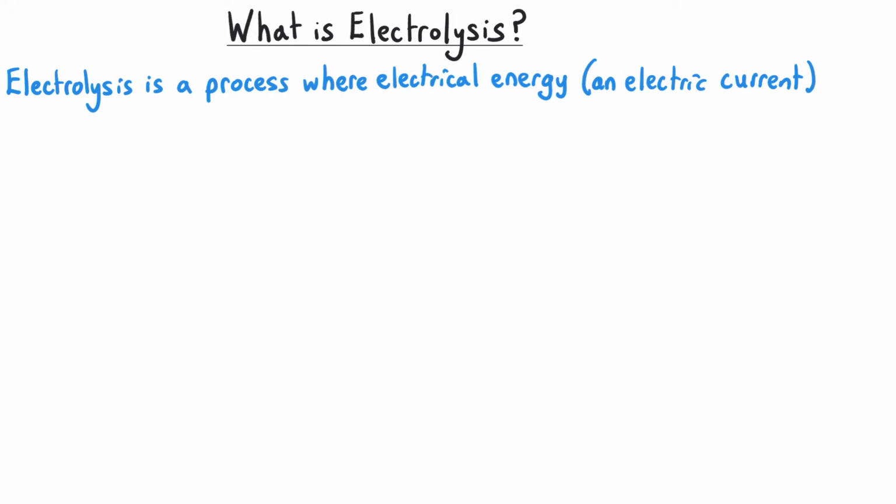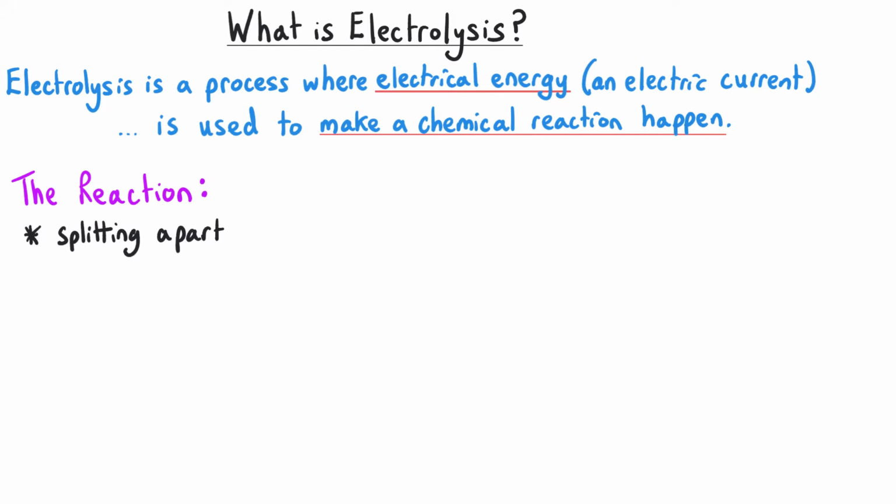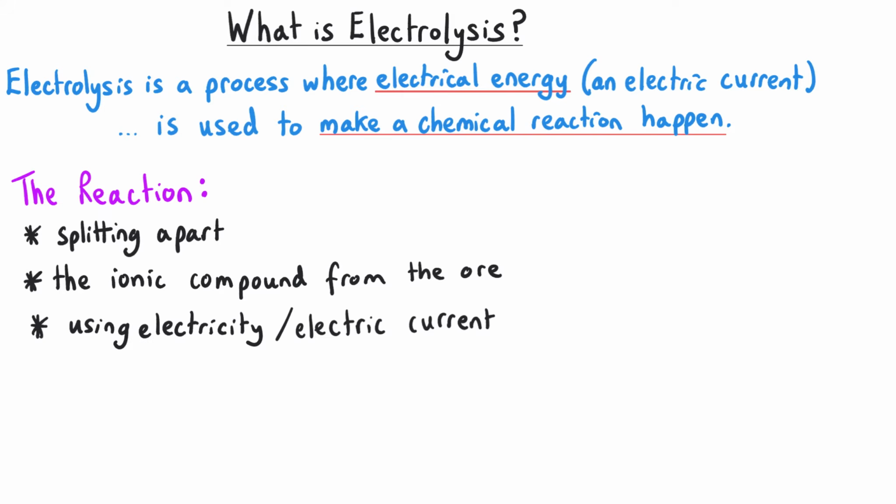Electrolysis is the name for the process where we use electrical energy, or we might say we use an electric current, to make a chemical reaction happen. In the case of metal extraction, the reaction that takes place is the splitting apart of an ionic compound from the metal ore. And in that process, we provide the energy by using an electric current.